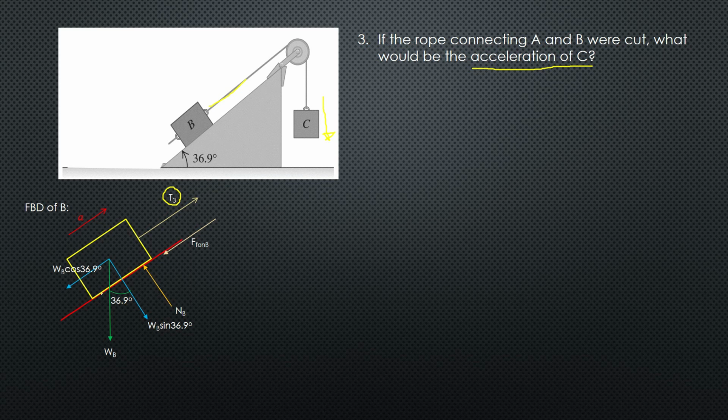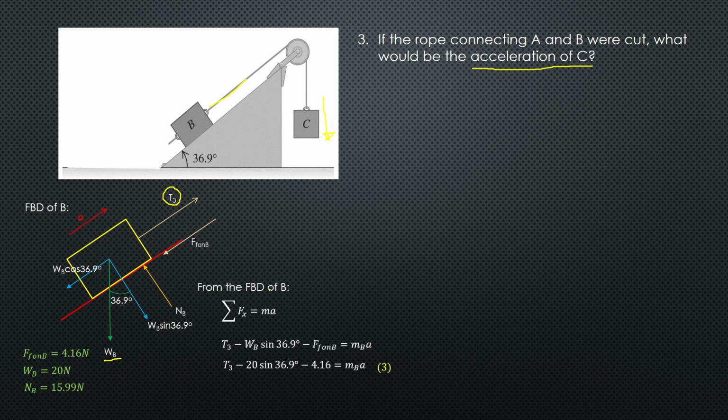Now, the x and y components of weight are similar to the ones given before. Reminder that the frictional force acting on B is still the same, which is 4.60 Newtons, the weight of B doesn't change, which is 20 Newtons, and the normal force of B is 15.99 Newtons.